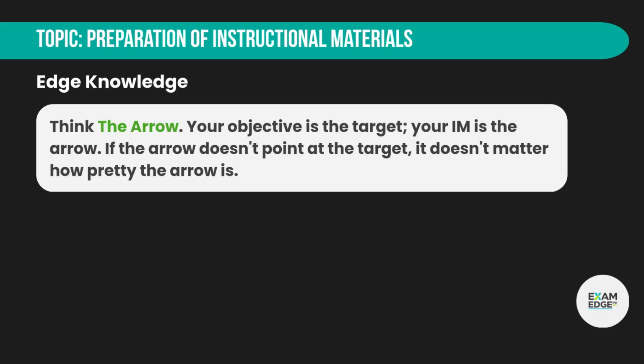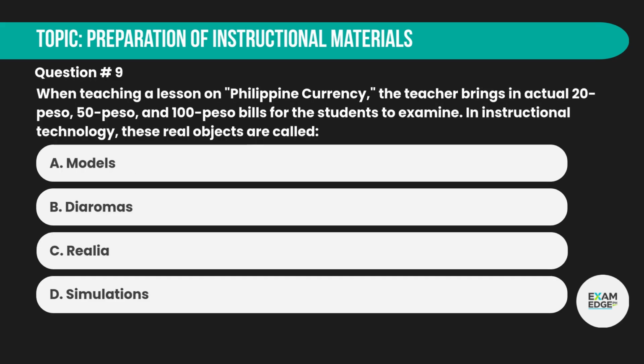Edge knowledge: think the arrow. Your objective is the target, your IM is the arrow. If the arrow doesn't point at the target, it doesn't matter how pretty the arrow is. Question number 9. When teaching a lesson on Philippine currency, the teacher brings in actual 20 peso, 50 peso, and 100 peso bills for the students to examine. In instructional technology, these real objects are called A. Models, B. Dioramas, C. Realia, D. Simulations.